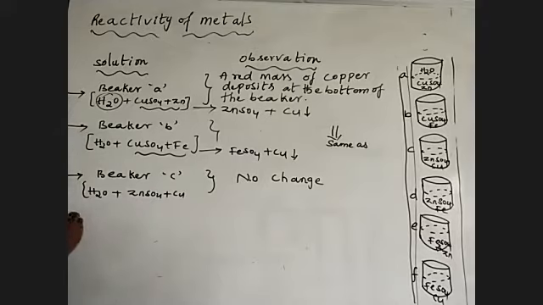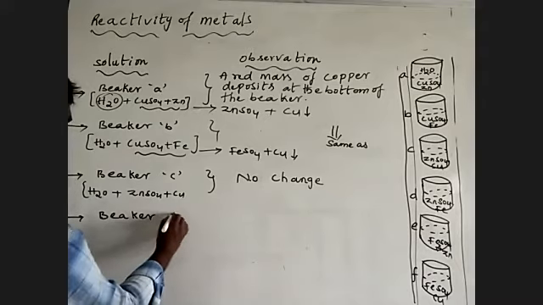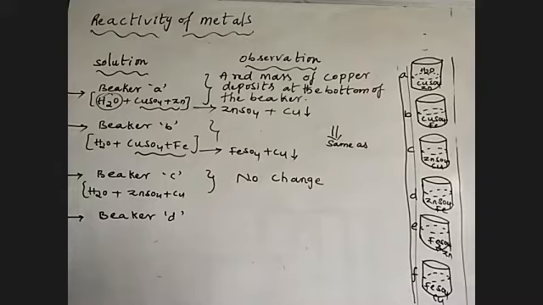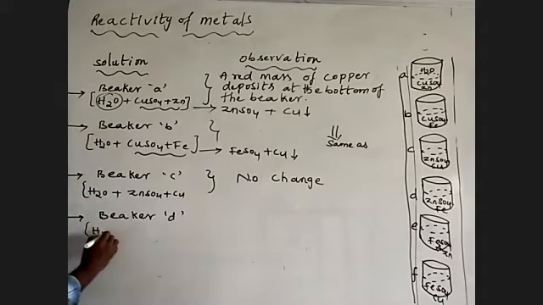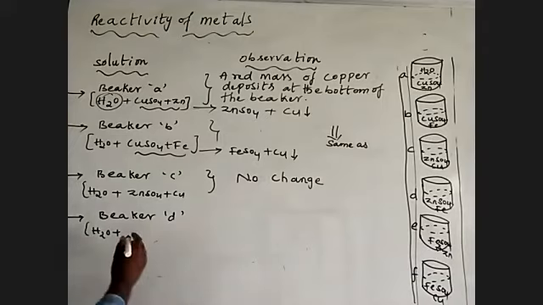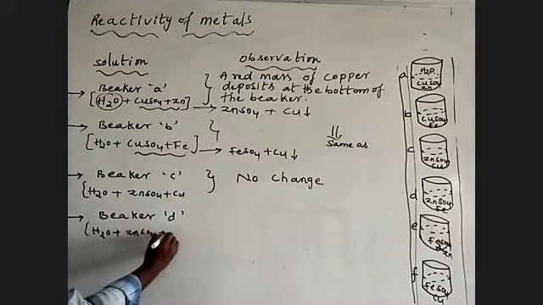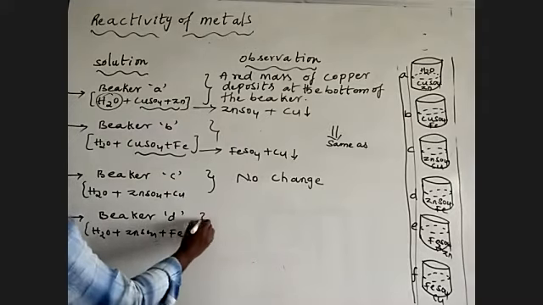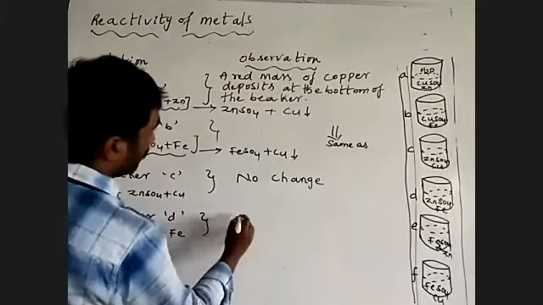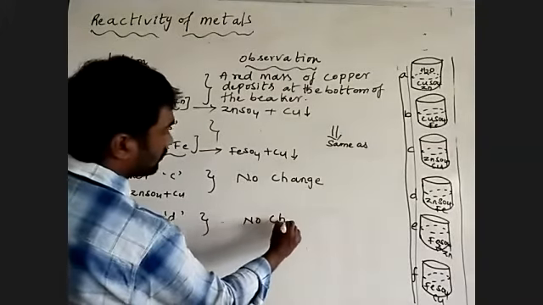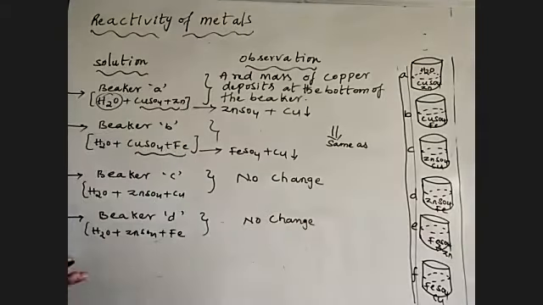Okay, and one more beaker, next, D. In beaker D, what is there? Water and zinc sulfate plus iron. So here also we may not get any change. Of course, we know there is no chance to get any change. It will be the same as the substance.